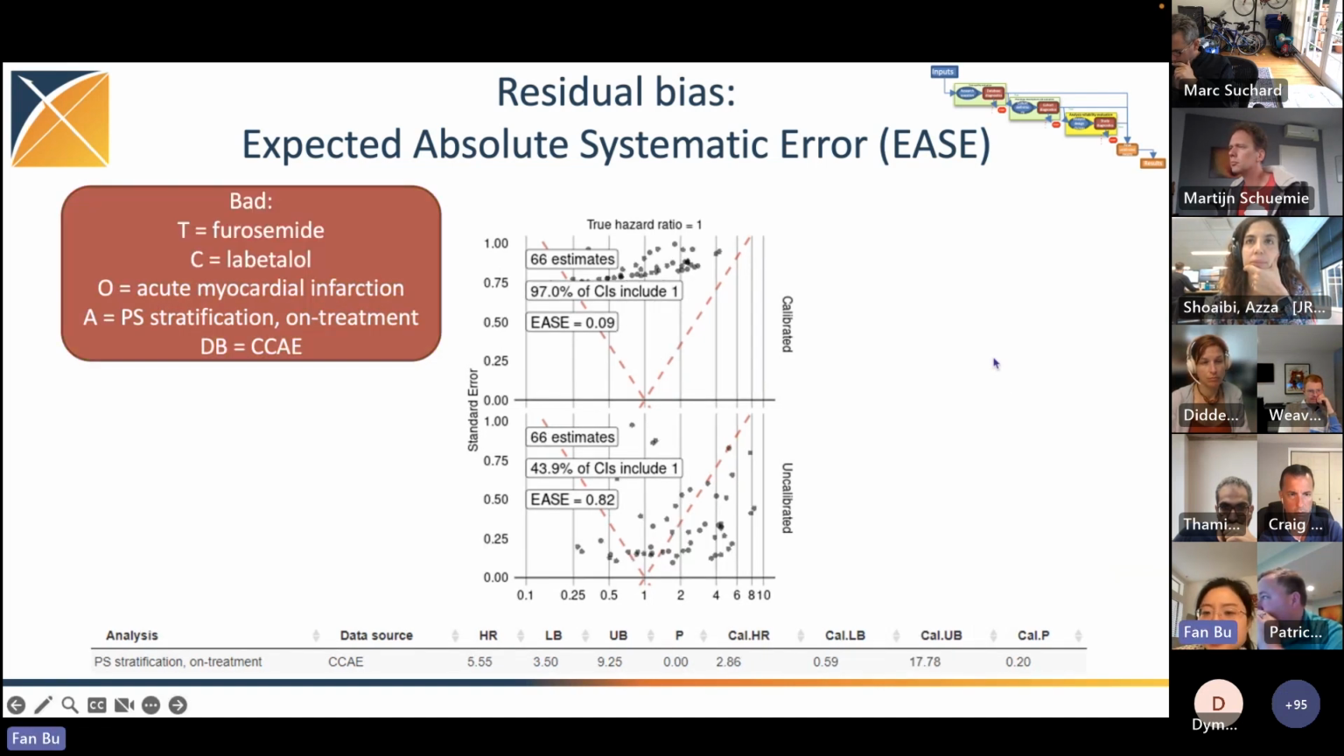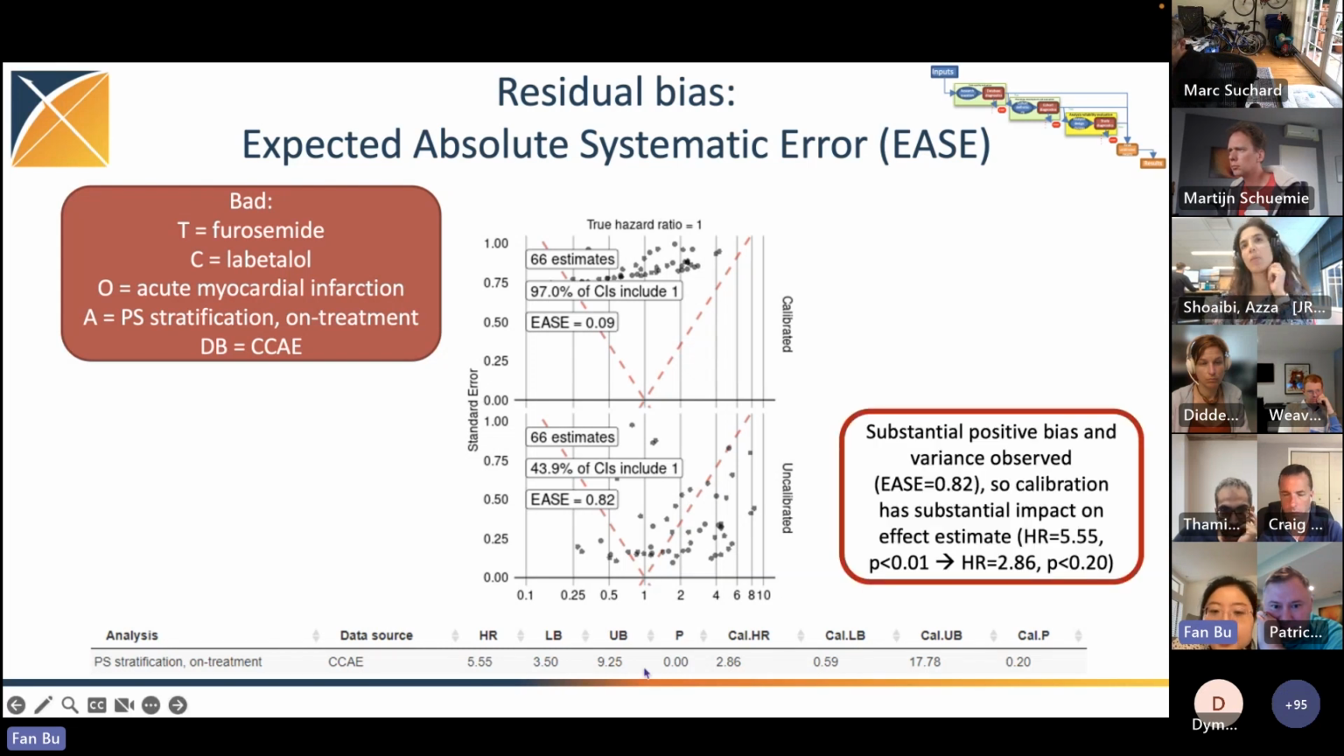And here would be an example where there's a lot of bias and empirical calibration would actually make a lot of difference. In this particular case, notably, before calibration, our p-value is tiny, but after calibration, our p-value is relatively big, meaning that doing empirical calibration, trying to de-bias our estimation, would actually change our conclusion. So that is the case that would be a little bit concerning.